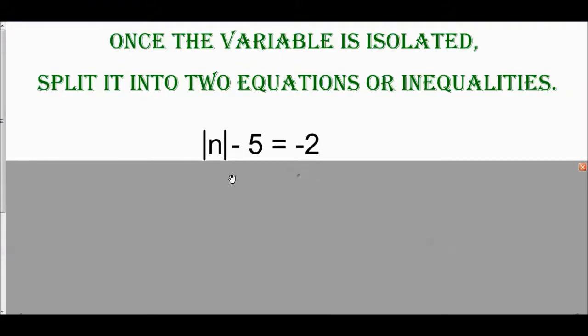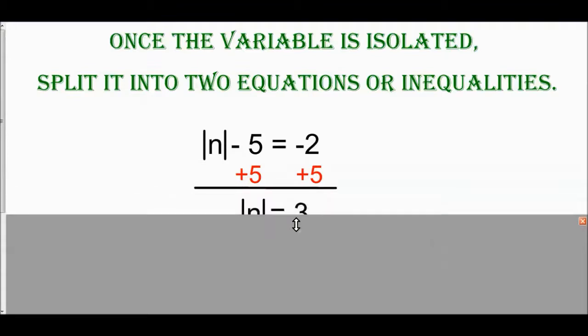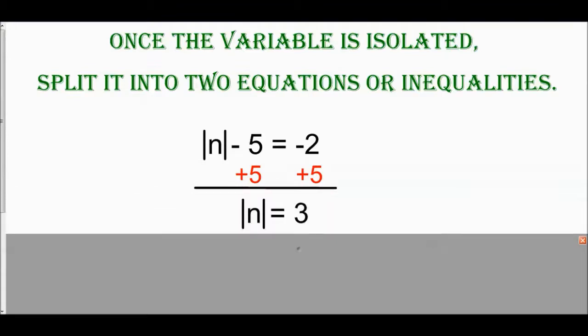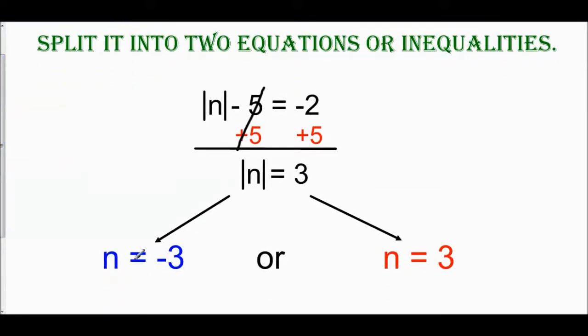So let's take this equation. The absolute value of n minus 5 equals -2. So we're going to undo what's happening to the variable. We're going to undo subtracting 5 by adding 5. So it cancels here on the left side. What you're left with is the absolute value of n is equal to 3. You're going to split this into 2 separate things. So the absolute value of n, that could be said that n is -3 or n is 3.